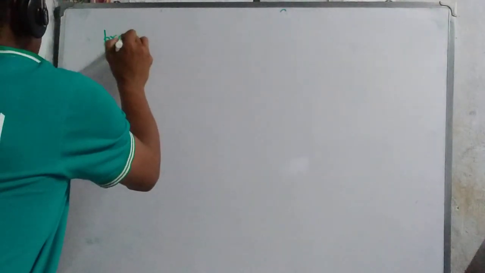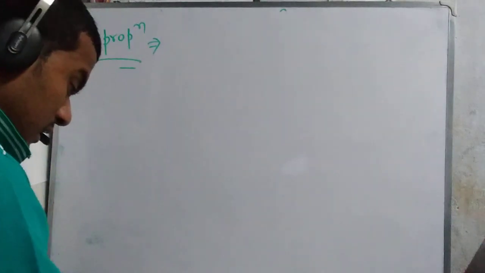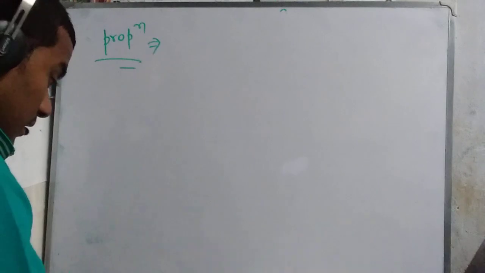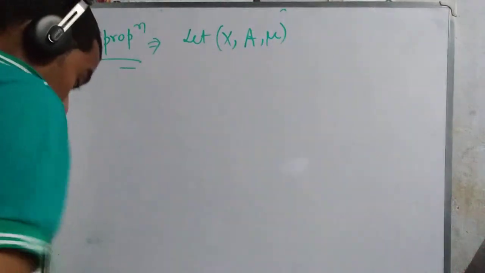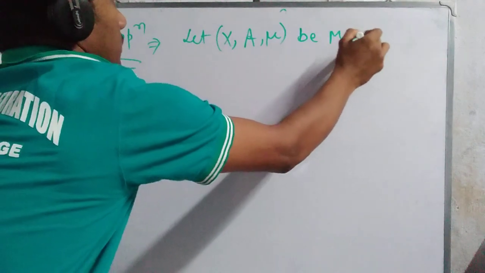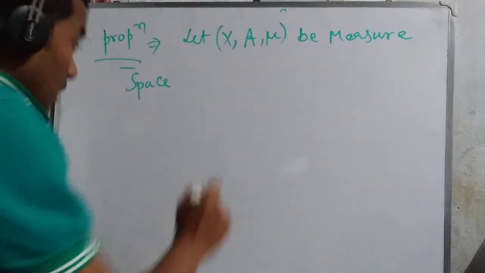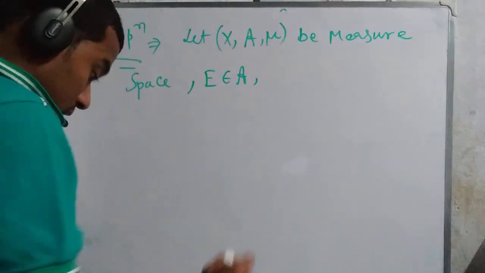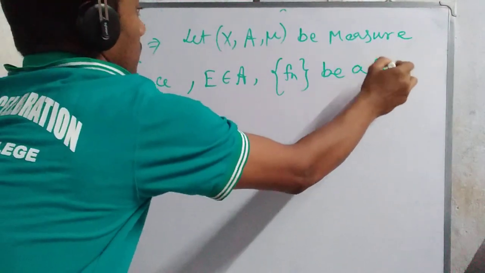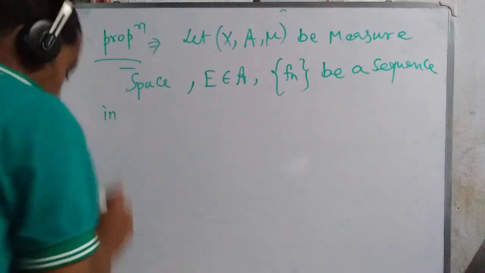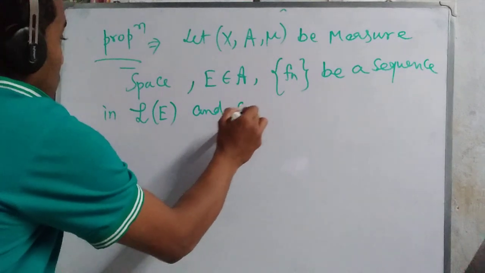Okay, then we stop this one, some proposition related to this convergence. Then we also discuss mean convergence, convergence in L^p, and L^p as a Banach space. This one we discuss later, but today we write this proposition. Let (X, A, mu) be a measure space, and E belongs to A, and let f_n be a sequence in L(E), and f belongs to L(E).